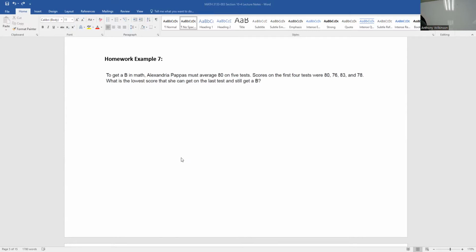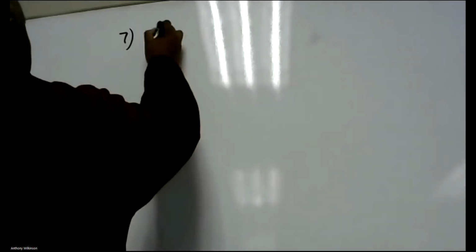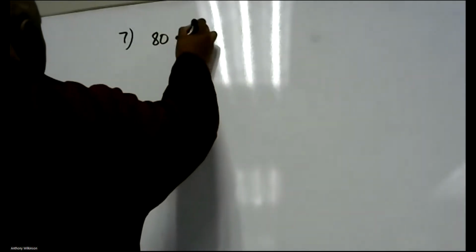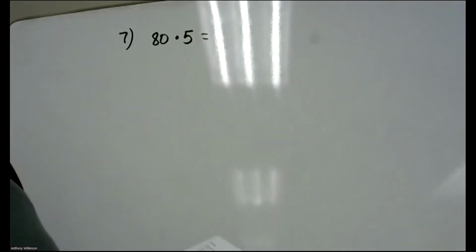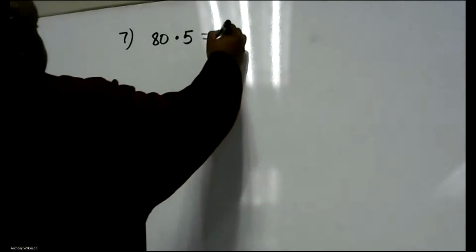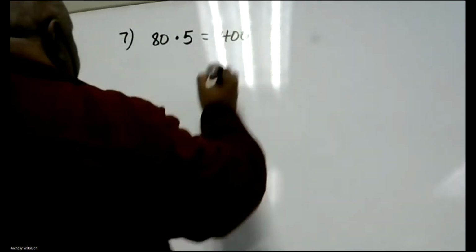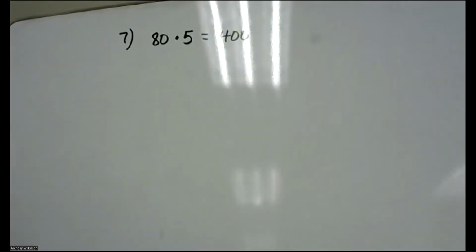Okay, so an average of 80 on 5 tests. In this case here, what would 80 times 5 be? 400. So that means for her to get at least a B, which is going to be 80%, or 80, she has to have 400 points on 5 tests.